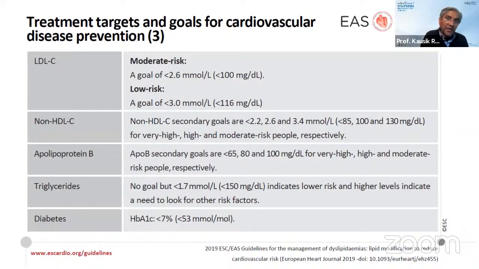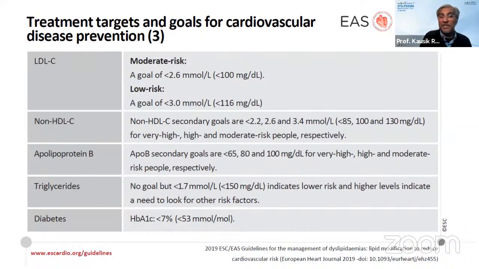So if I'm aiming for those new, very high risk goals of less than 55, my equivalent non-HDL goal would be 85. If I'm aiming for an LDL below 70, my equivalent non-HDL goal would be 100. If I'm aiming for an LDL below 100, my non-HDL goal would be 130. The equivalent ApoB goals would be 65, 80, and 100 milligrams per deciliter.